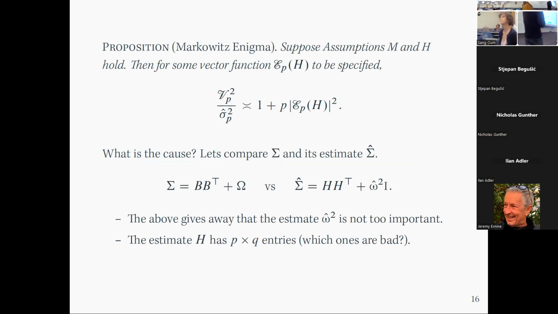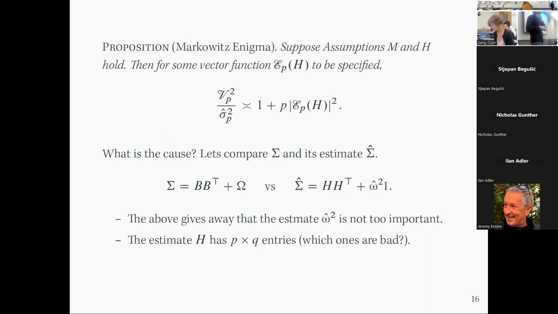So again, this is the proposition about what's happening when P grows. We're going to look side by side at the true covariance sigma and the estimated covariance sigma hat, and try to understand what in the structure of these two is making the difference. The first clue is that I replaced the big omega with a little omega, just a number. That's the first clue that that's not where the problem sits.